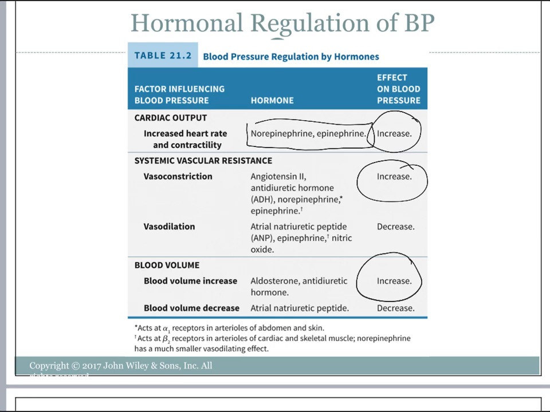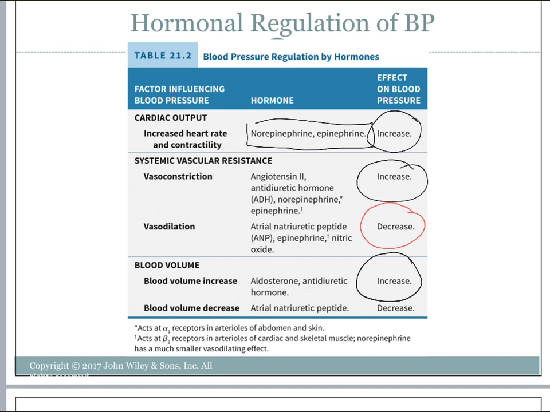Now we can look at a few instances that decrease, so vasodilation: atrial natriuretic peptide, epinephrine, and nitric oxide, again that big vasodilator, which decreases blood pressure. So there's always a question here. Why do we see epinephrine in both vasoconstriction and vasodilating, acting as both an increaser and a decreaser? So this basically has to do with the receptor. It's acting on beta 2 receptors in arterioles of cardiac and skeletal muscle. So norepinephrine has a much smaller vasodilating effect here. So that's that little caveat there.